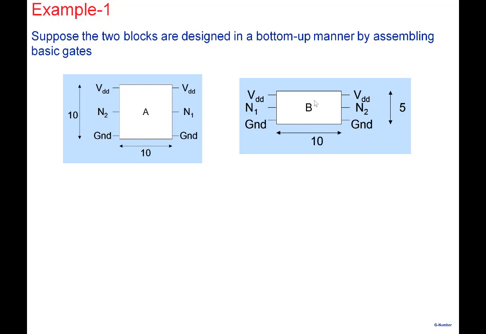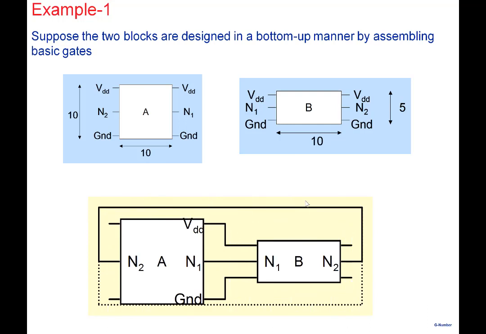And then you took block B, it could be a register or whatever, you assembled it together and you got a block B like this, right? Now you have to assemble them together. You have to connect them together. And so you start assembling A and B together, and then you end up with this, right? A is 10 by 10, B is 10 by 5, you start assembling and you get an overall layout, which is like this here.